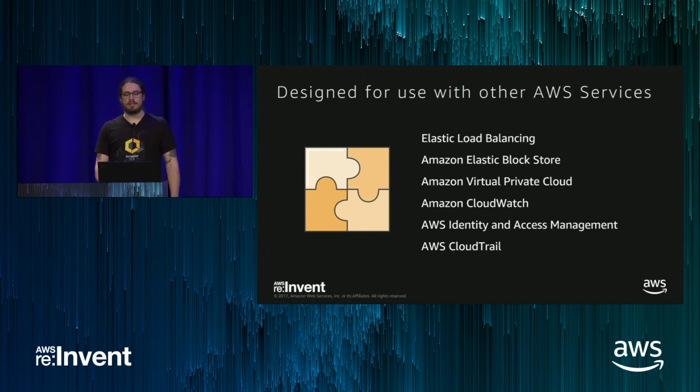Amazon Elastic Container Service is also designed for use with other AWS services. So it integrates really well with Elastic Load Balancing, Elastic Block Store for storing data, virtual private cloud. So this allows you to separate out your containers and prevent them from being accessible by attackers. CloudWatch, all the metrics for CPU and memory and your logs from your containers are all going into CloudWatch so that you can have full visibility into what's going on in your cluster.